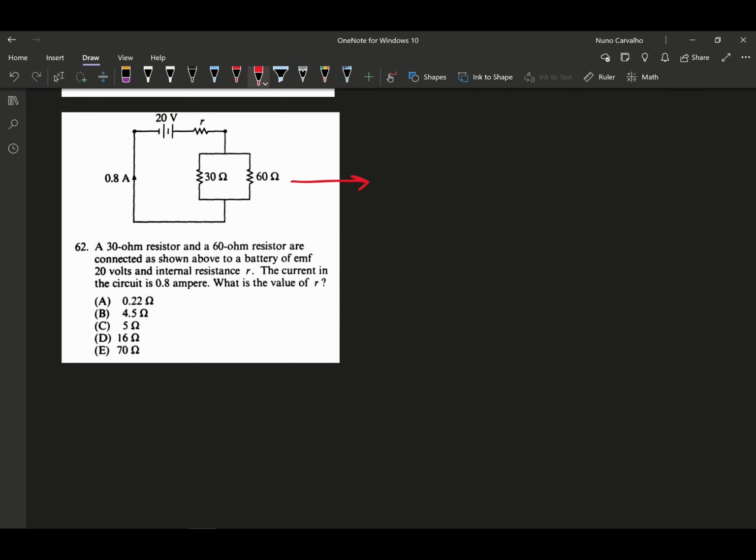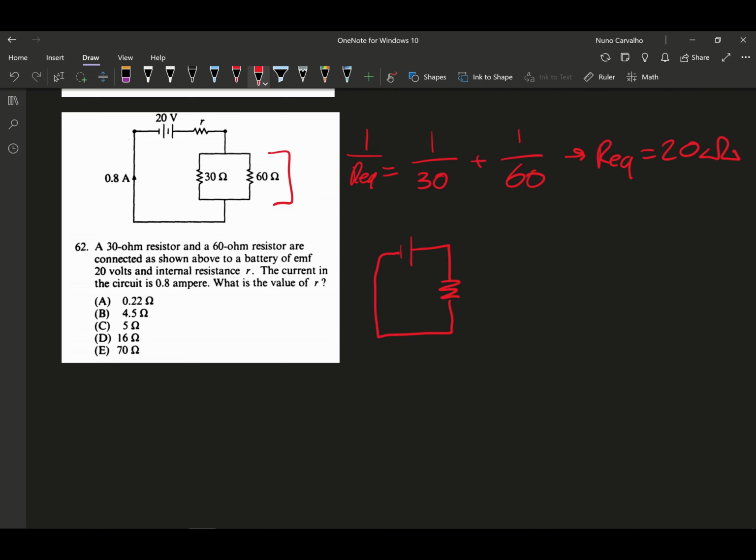And so we need to figure out what the equivalent resistance is of this portion here. The equivalent resistance, because they are in parallel, is going to be 1 over 30 plus 1 over 60. And when you work this out, you'll basically get that the equivalent resistance is going to be 20 ohms. So that means we can rewrite this problem to look like so.